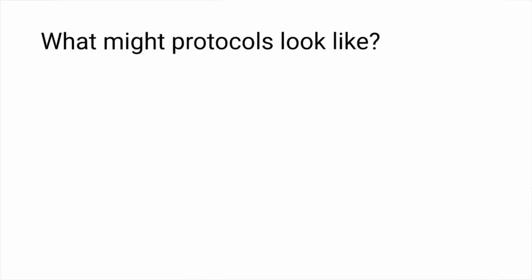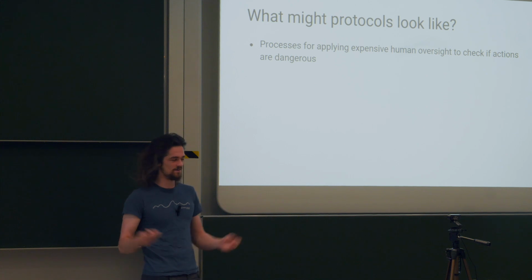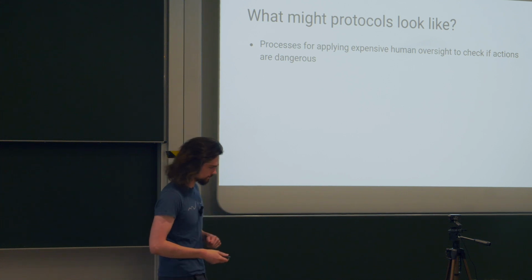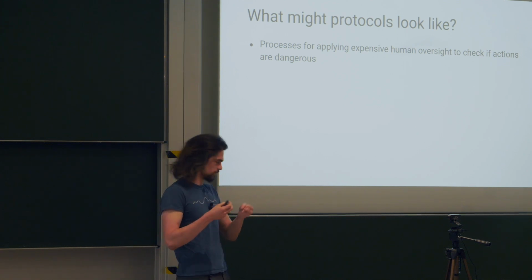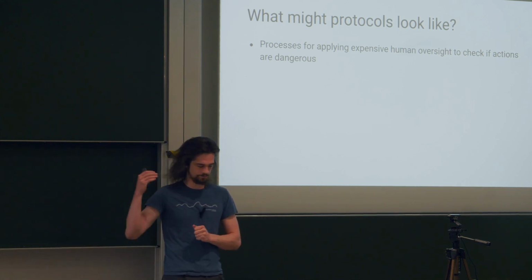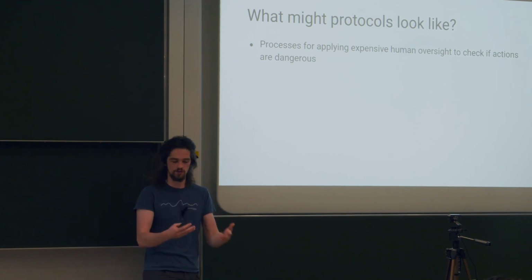Okay. So what might these protocols look like? What are some examples? They could be processes for applying expensive human oversight in order to check if actions are dangerous. So maybe if a model does something and a human looks at it, the human can very easily tell, oh yeah, in the hypothetical, a cybersecurity expert might look at the model's output and be like, oh, the model is trying to exploit this vulnerability. This is very dangerous. However, we can't have humans checking every single action. And so maybe a control protocol uses the other models in order to triage or assess which actions are most important for, say, human experts to evaluate. So it could allow this application of human oversight in a much more efficient way.